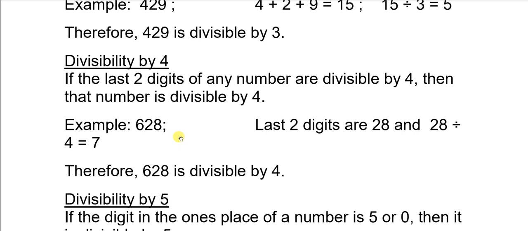In 628, the last two digits are 28. See the last two digits here, it is 28. We have to check that these last two digits should be divisible by 4. So 28 is divisible by 4. We know that 4 sevens are 28. Therefore 628 is also divisible by 4.